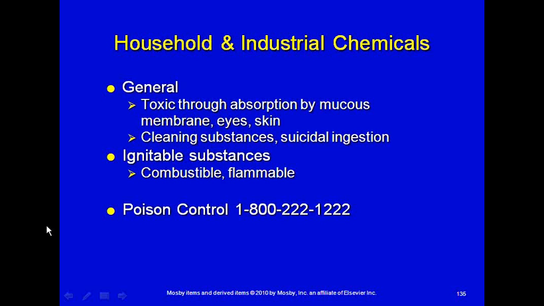Ignitable substances certainly are found around the house and in industry as well, and they're divided into combustible or flammable, and whether a product is flammable or combustible depends upon its flash point. The flash point is the temperature at which these substances emit flames that can ignite, and something is considered flammable when the flash point is less than 100, and combustible when the flash point is above 100.